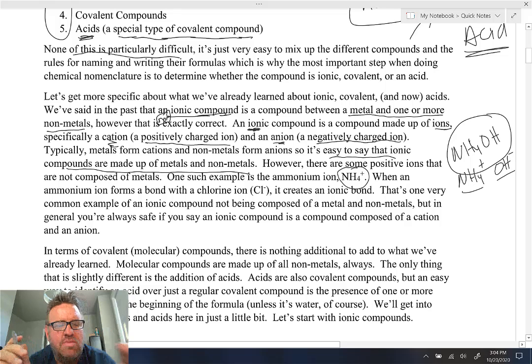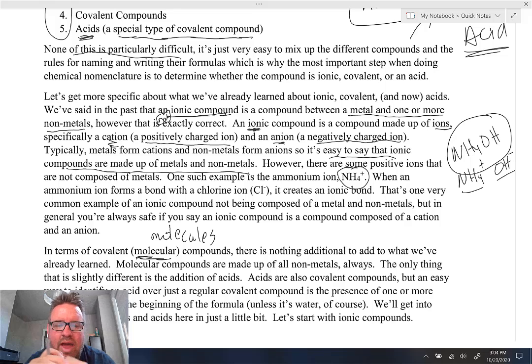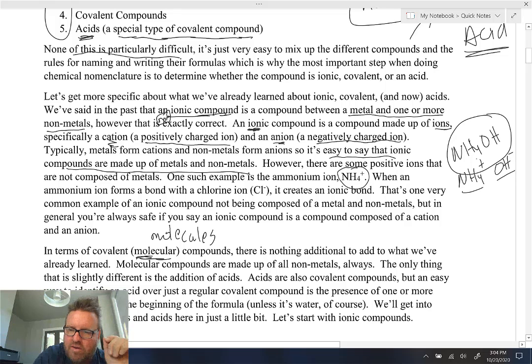In terms of covalent compounds, remember sometimes we call them molecular compounds, or we just call them molecules. There's nothing extra that we need to add. With molecular compounds, it's just always nonmetals. Again, just be careful, because sometimes you do have these all-nonmetal compounds that are ionic. And really the only one you need to be familiar with is ammonium.